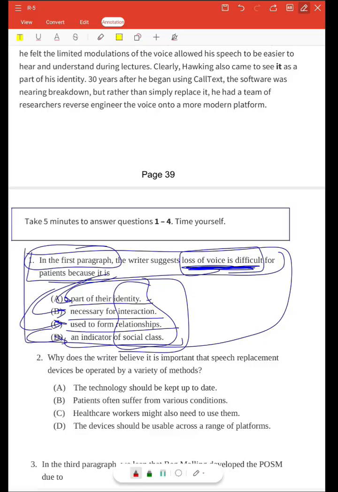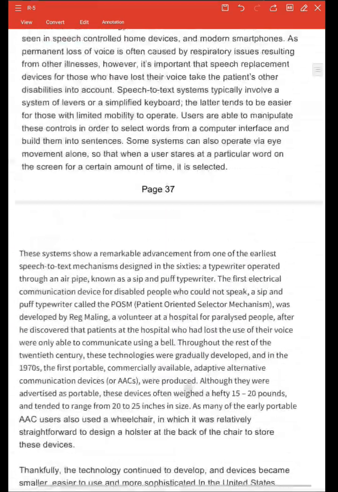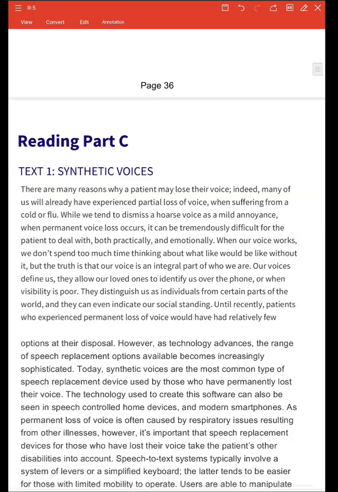So we will go to our first paragraph and try to scan and find our keywords. While we find our keywords, we will try to eliminate the wrong options first, and in the end we will get the right answer. So let's try together with the first question.